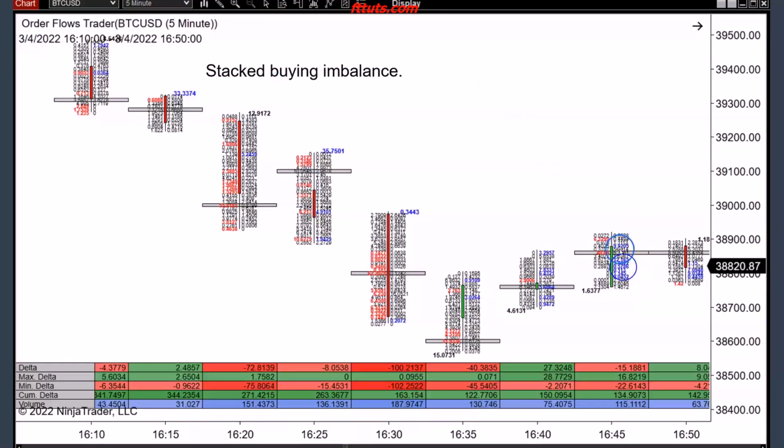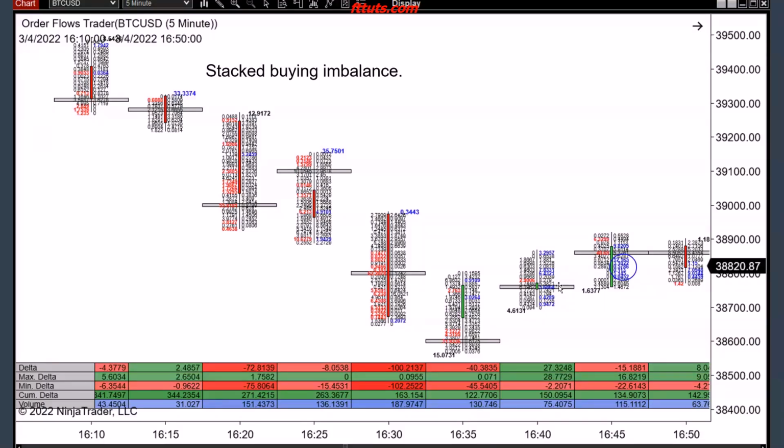But a stacked buying imbalance is similar to a stacked selling imbalance, only it deals with buying imbalances stacked on top of each other. 1, 2, 3, 4, 5, 6 buying imbalances in this bar. You would consider this a stacked buying imbalance. Here, you would not consider this to be a stacked buying imbalance. There's only 2. You would need another one to make it 3. Even though this bar's got 1, 2, 3, 4, 5, 6 buying imbalances, 3 of them are not grouped with each other. Okay, so that's not considered a stacked buying imbalance.